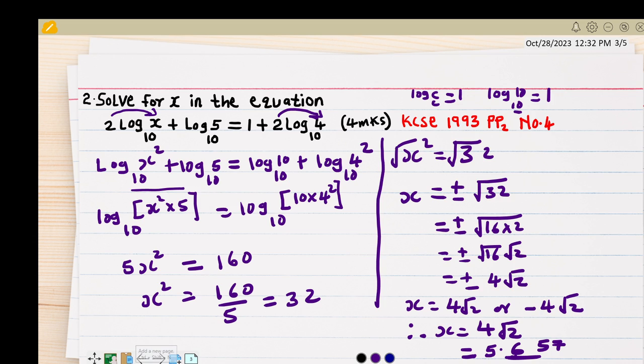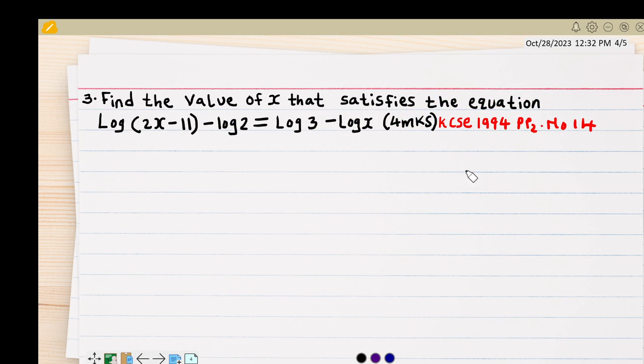Then we look at our third example, which is also a past paper question done in 1994, paper 2, question number 14. It reads, find the value of x that satisfies the equation logarithm of 2x minus 11, then minus log 2 is equal to log 3 minus log x. It's a question worth 4 marks.